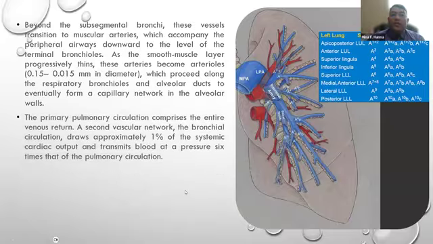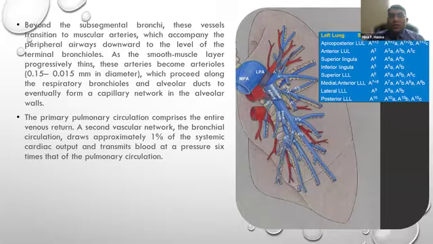The primary pulmonary circulation comprises the entire venous return. So all the venous return from the body goes to the pulmonary artery circulation, and this is the main blood supply to the lung bilaterally. A second vascular network, the bronchial circulation, draws approximately 1% of the systemic cardiac output and transmits the blood at a pressure 6 times that of the pulmonary circulation.